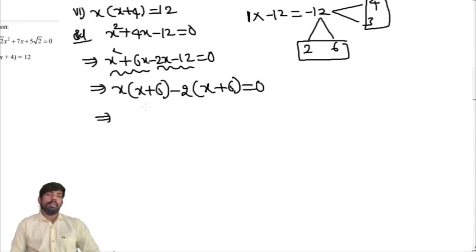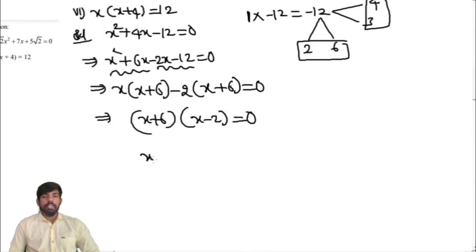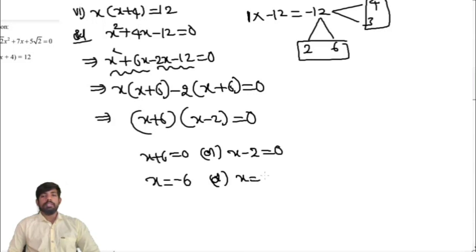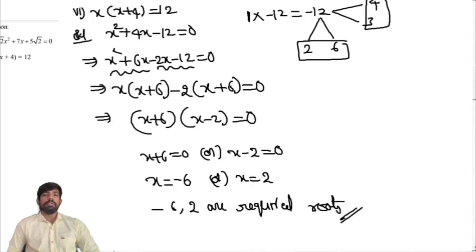Therefore x plus 6 we have same, take common x plus 6, and x minus 2 remains, x minus 2 is equal to 0. So x plus 6 is equal to 0, or x minus 2 is equal to 0, x is equal to minus 6, or x is equal to plus 2. Therefore minus 6 and 2 are the required roots. Okay, this is the solution.